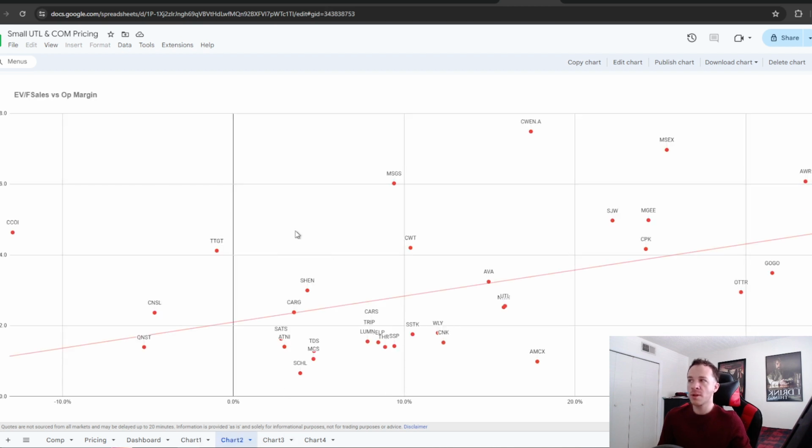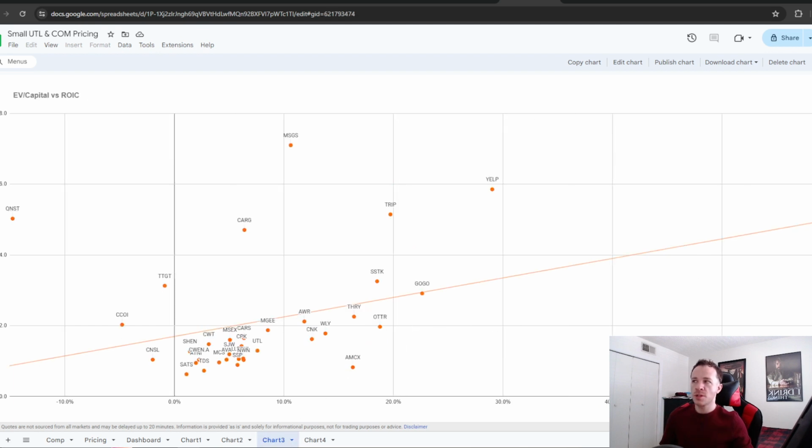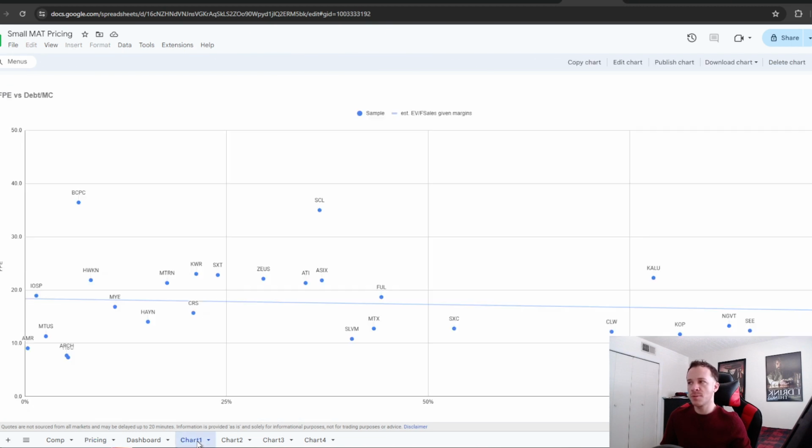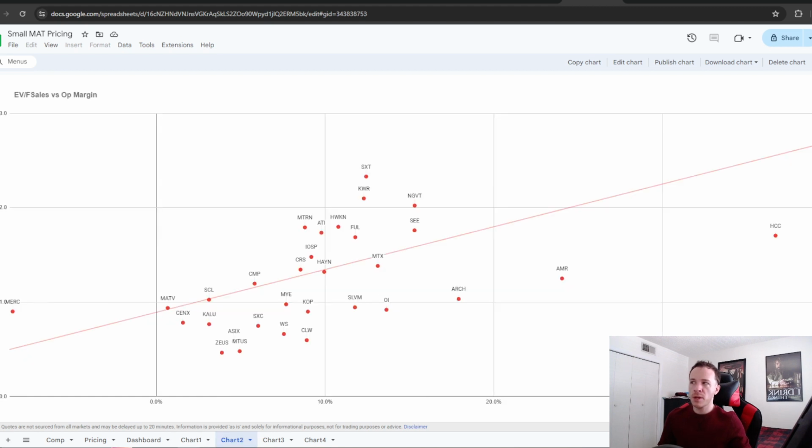The second grouping that we end up using is EV to forward sales versus operating margins, a much stronger positive relationship for this one. And then the third metric we end up using is EV to capital versus return on invested capital, which has a much stronger positive relationship, as you can see right here. Then moving on to the materials sector, the first metric we end up using is forward PE versus debt to market cap, which we would expect to see a negative relationship for, as we do, but it's definitely on the weaker end of things, similar to some of the other ones we saw. The second one we end up using is EV to forward sales versus operating margins, which has a much stronger positive relationship to it.